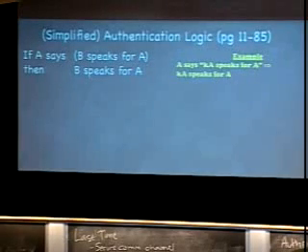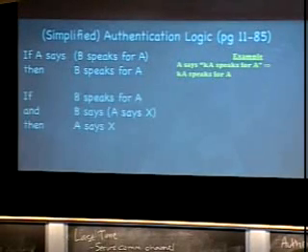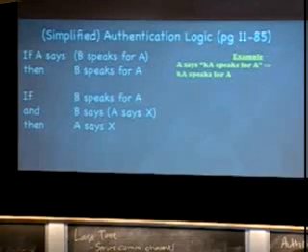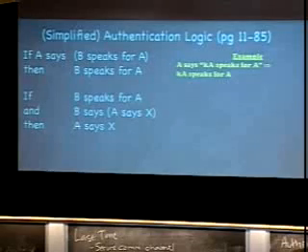Okay, so now the next rule says, given that we have some belief about somebody, for example, if we know that B speaks for A, we know what A's public key is, and we overhear B saying that A says X, then we might believe, in fact, that A says X.